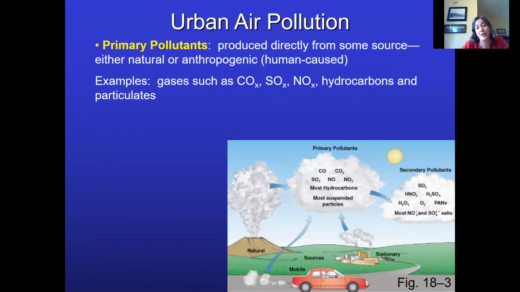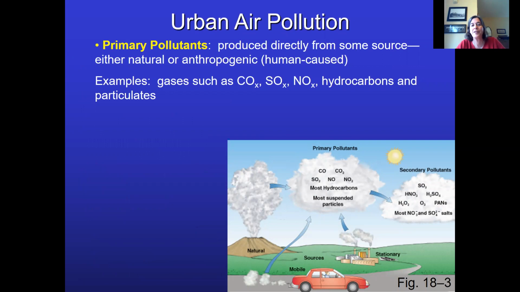So, different types of pollution. There are primary pollutants and there are secondary pollutants. The difference between the two depends on whether it is put directly into the atmosphere by people, or whether it is created in the atmosphere when those primary pollutants react with other things.